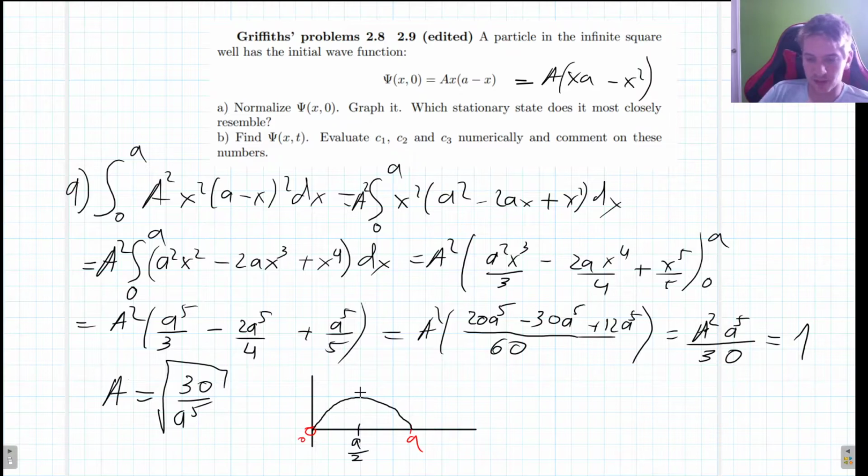Remember that these stationary states are even and odd interchangeably with respect to the center of the well as n goes up. And the first one looks something pretty similar to this. It's a sine function. It's not a parabola, but it's a sine function, and it is quite similar. So that is part A. It's quite simple. That's why I wanted to do it somewhat quicker, because part B is going to be a lot trickier.